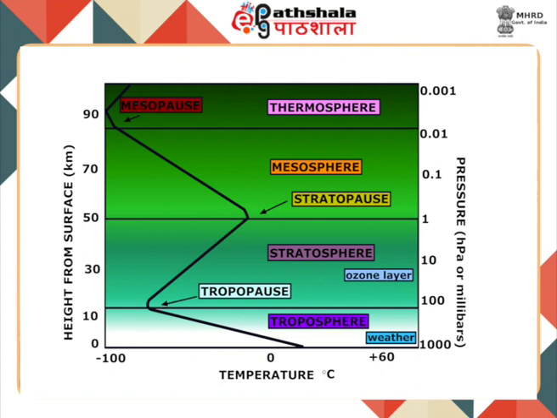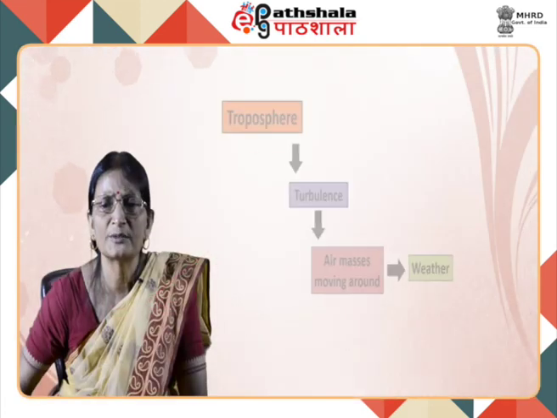In the outermost layer, that is the thermosphere, the temperature increases and it goes up to as high as 1200 degrees Celsius at the top of the thermosphere.